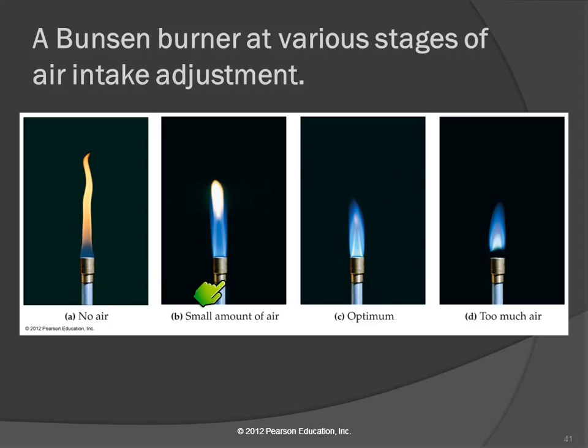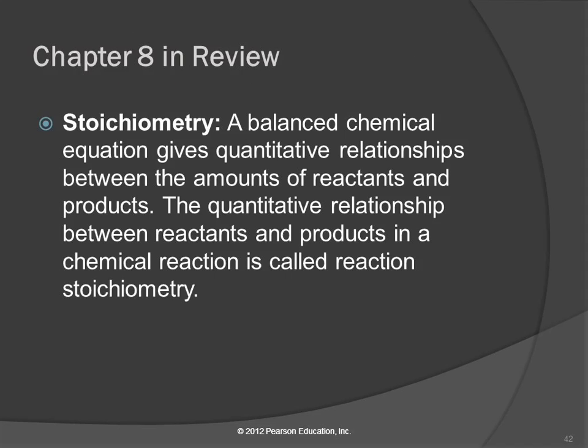As we add more air, the flame gets bluer and hotter. And this is ideal. And if we go to too much air, we start to see this floating flame. And then you're going to have a flame that's going to blow out easily. So if you light your burner and it keeps going out, cut back on the air. Okay? Not enough air is bad, and too much air is also bad. So there's chapter in review.